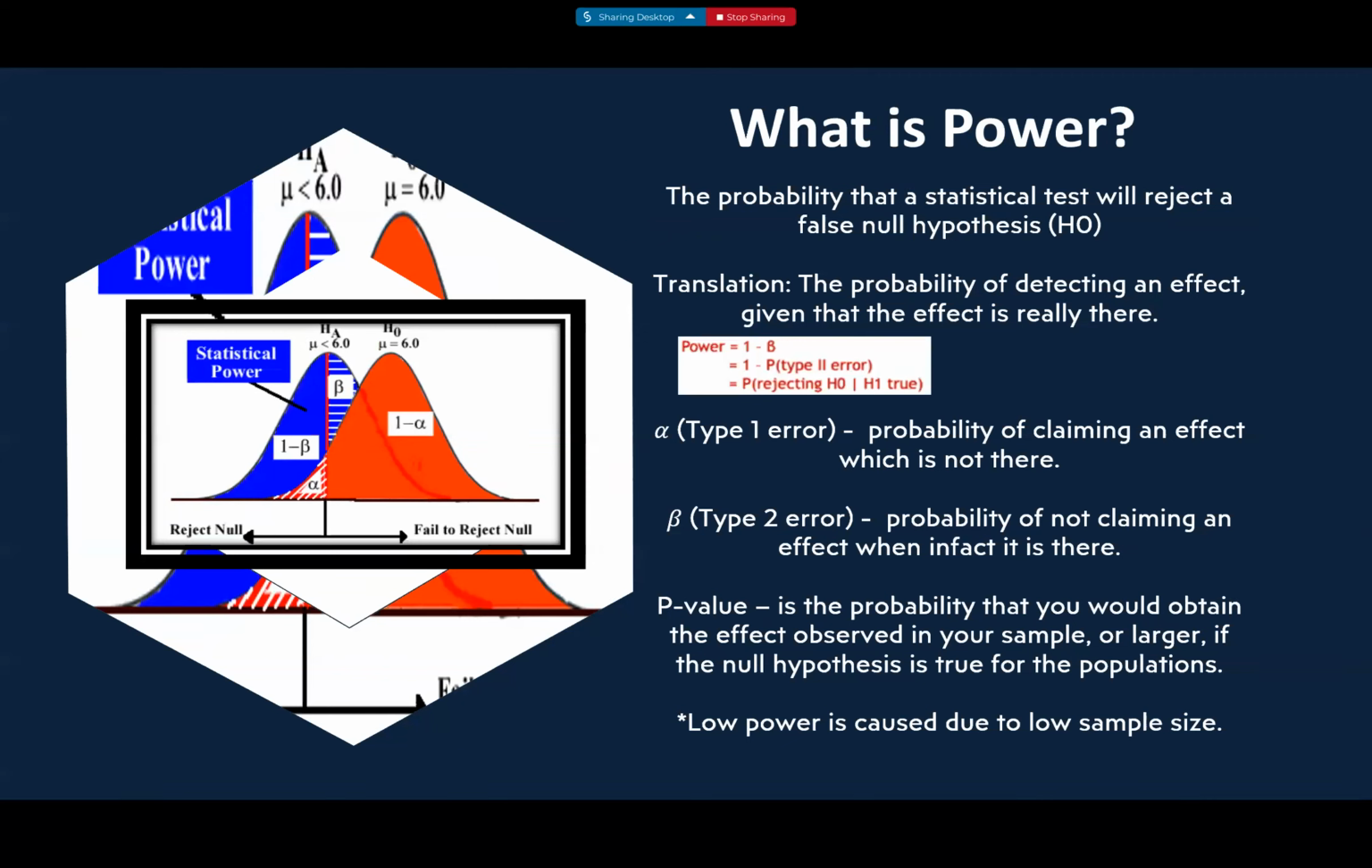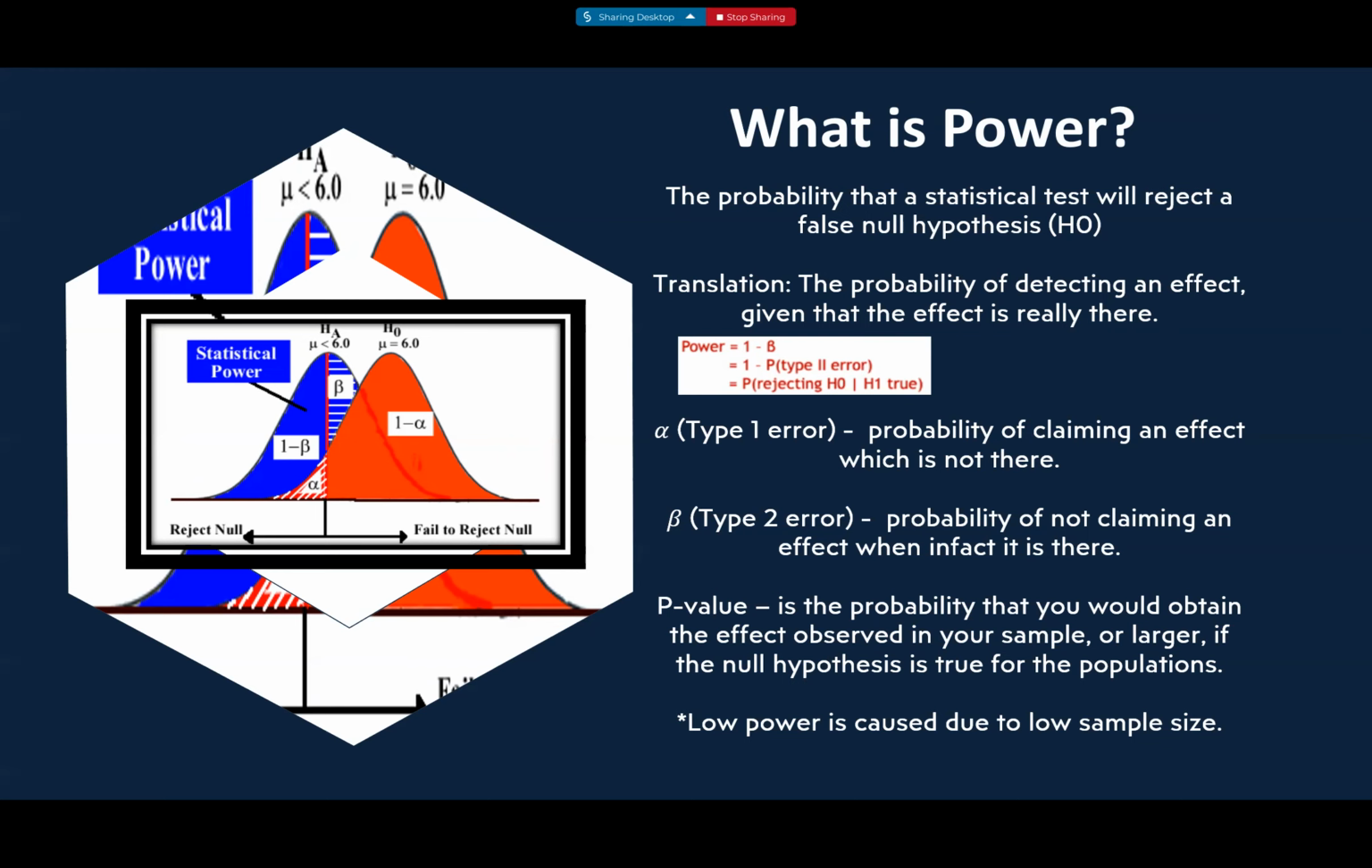Type 2 error is called a false negative because it is the probability of not claiming an effect when in fact it is there. For example, a false negative would be that you did have COVID, but you tested negative for it. Whereas type 1 error is the probability of claiming an effect which is not there, and it is called a false positive. So these are the few factors that are essential in performing your power analysis: the type 1 error, the type 2 error, the p-value, and effect size.